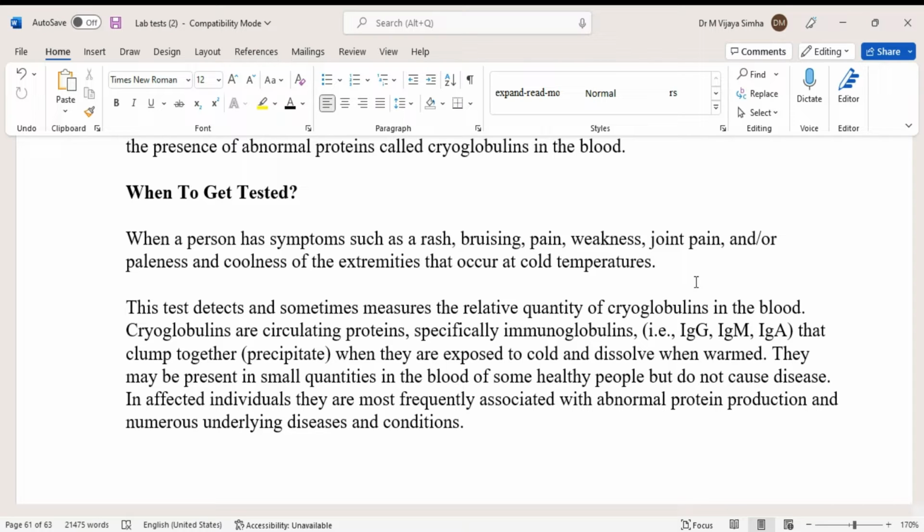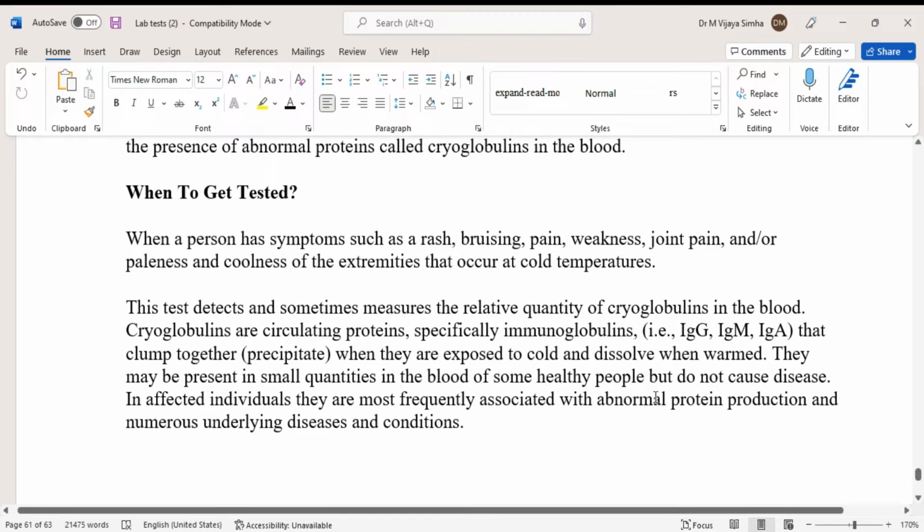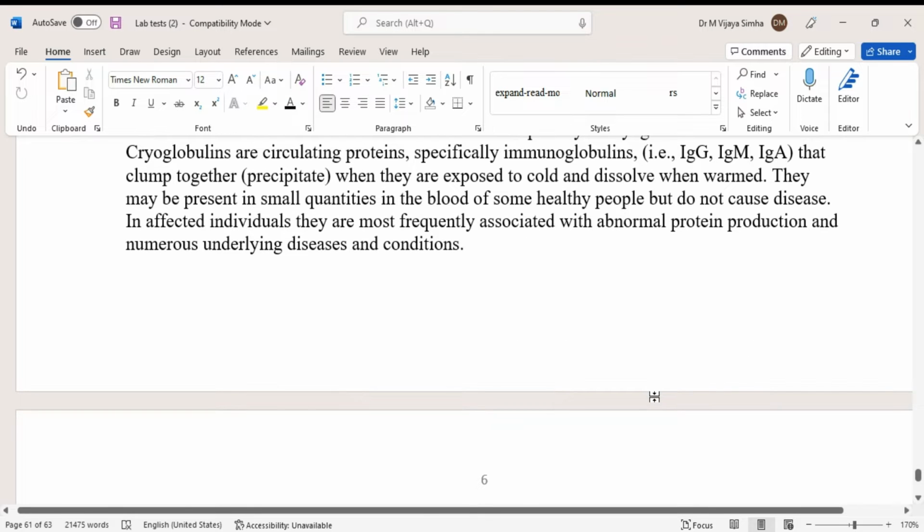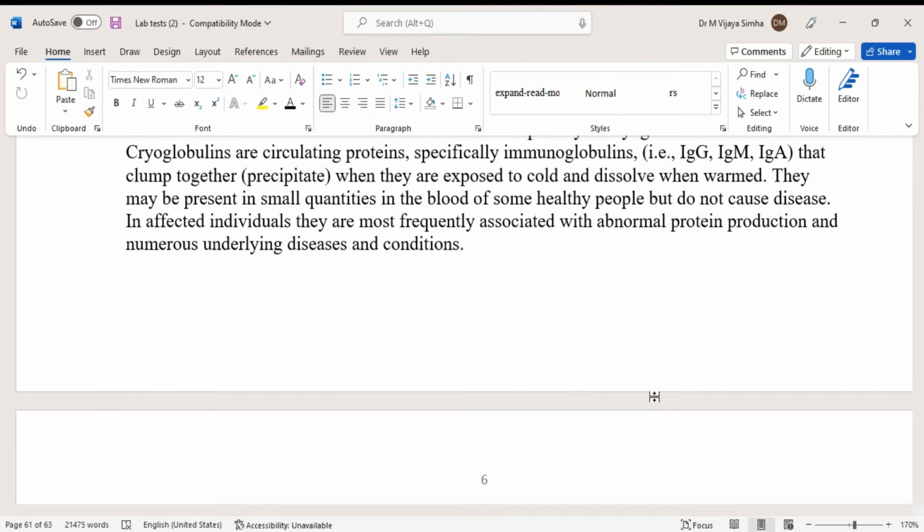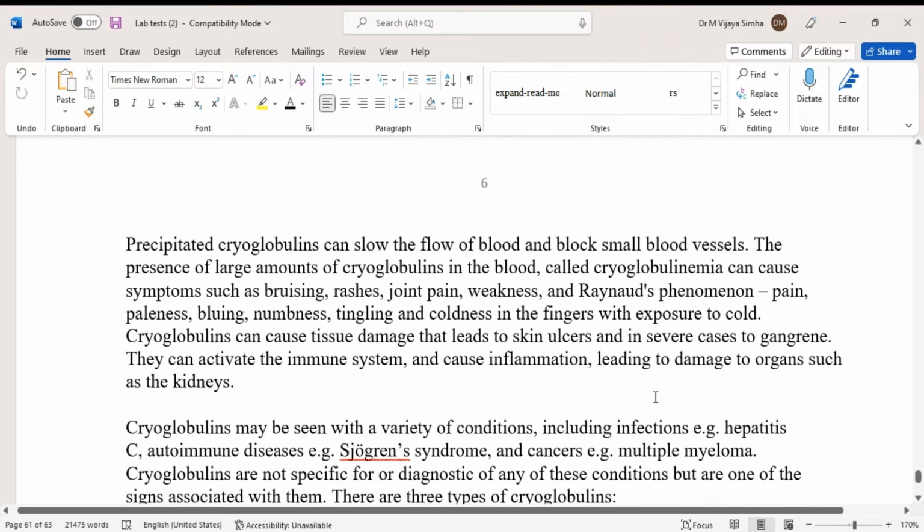Cryoglobulins are circulating proteins, specifically immunoglobulins such as IgG, IgM, IgA, that clump together when they are exposed to cold and dissolve when warmed. They may be present in small quantities in the blood of some healthy people but do not cause disease. In affected individuals, they are most frequently associated with abnormal protein production and numerous underlying disease conditions.